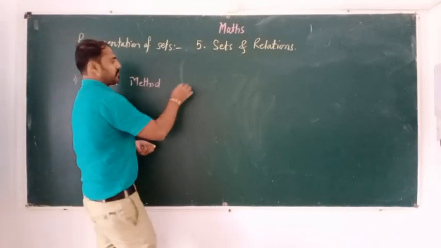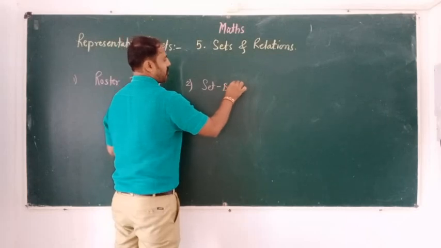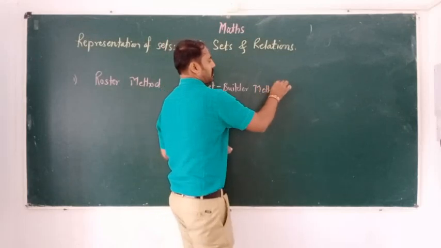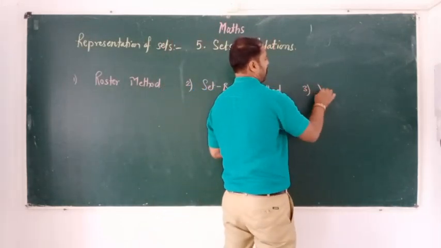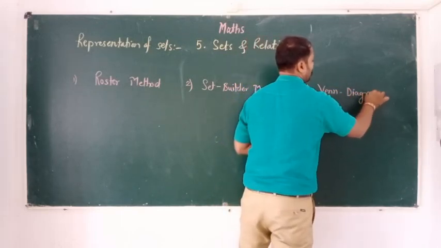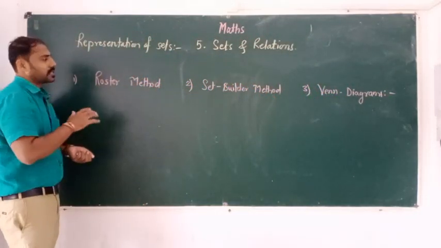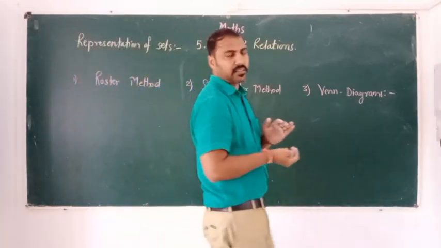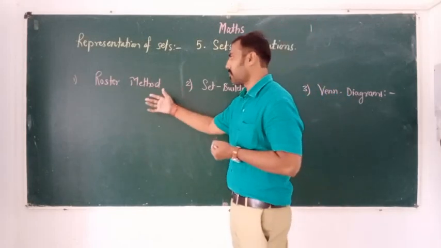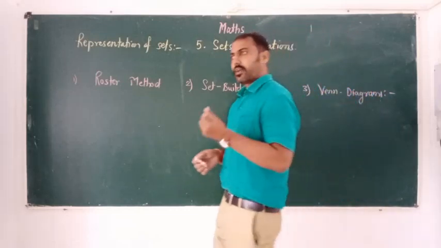Second type is set builder method. Third type is Venn diagrams. So look at it. The representation of sets. We represent any set in any one of these three methods: by using roster method, by using set builder method, or by using Venn diagrams.